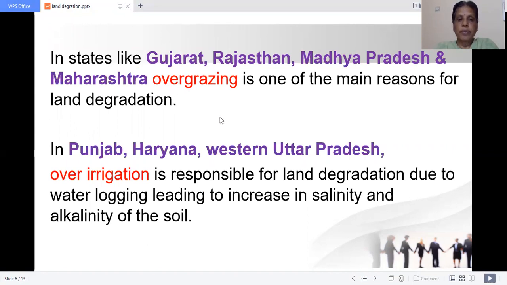In Punjab, Haryana, Western Uttar Pradesh and so on, you will be having more water. The reason there is that over irrigation is responsible for land degradation. Why? You may ask me, how will over irrigation be a reason for land degradation? Due to waterlogging, leading to an increase in salinity and alkalinity of the soil.